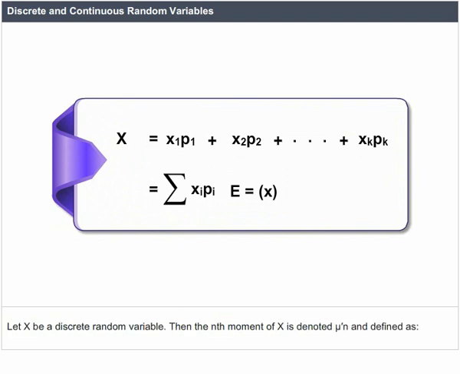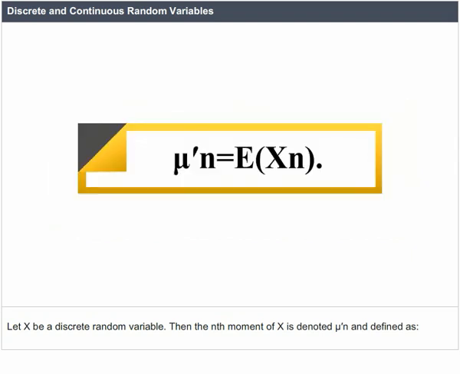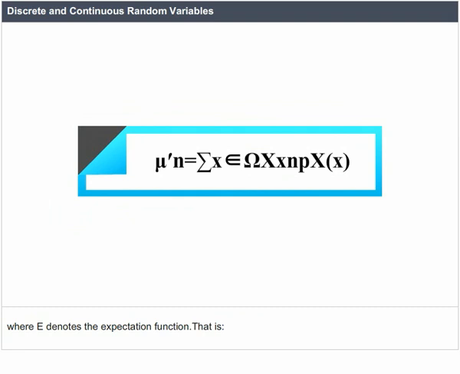Let X be a discrete random variable, then the nth moment of X is denoted by mu dash n and defined as mu dash n is equal to the expectation of X to the power n, where E denotes the expectation function, that is, mu dash n equal to the summation over x belonging to the range of X of x to the power n times p of x. Whenever the sum converges absolutely, it can be seen from its definition that the expectation of a discrete random variable is its first moment. Also, see the relation between the variance of a discrete random variable and its second moment.